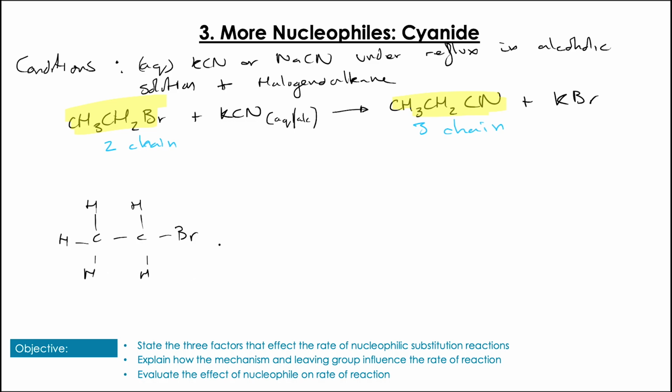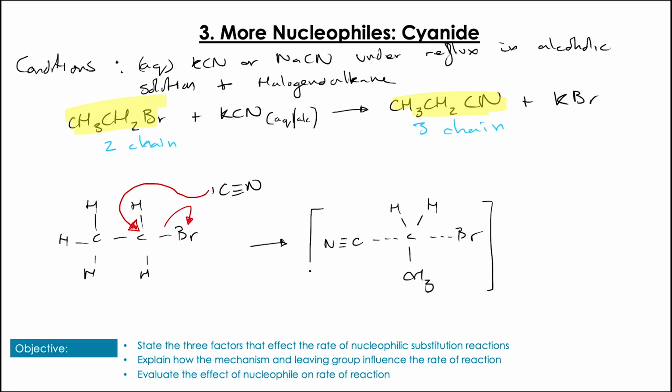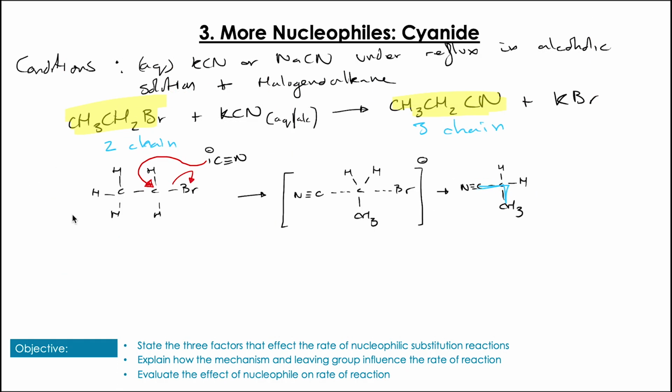If we have a look at the mechanism though, it's very, very simple. We're just going to have the cyanide ion attack the electron deficient carbon. That's going to cause the bromine to jump off, again forming our transition state intermediate. Now this will be an anion transition state because we have the cyanide anion. And then the bromine, as always, will be the leaving group, which will leave us the 3-carbon chain product molecule. So hopefully there, nothing too major in terms of the mechanism. This mechanism is exactly the same as the others.